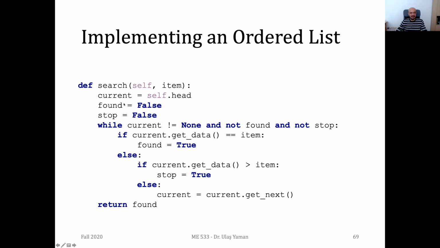This is actually what I mentioned, summarized here. If the current value is higher than the item you are looking for, you should stop right at this point and return this found variable, whether you have found it or not.